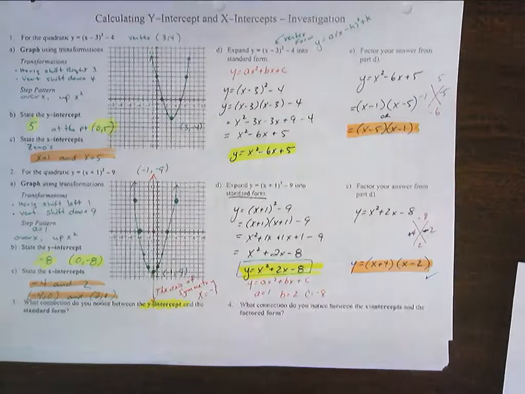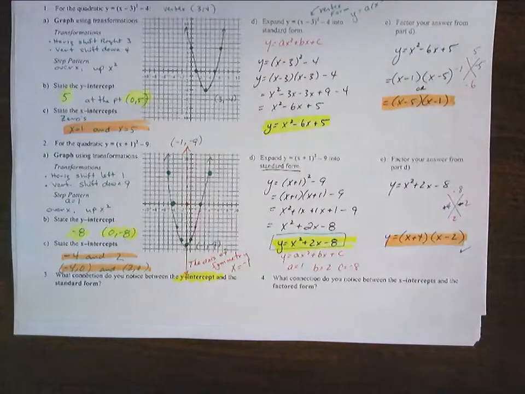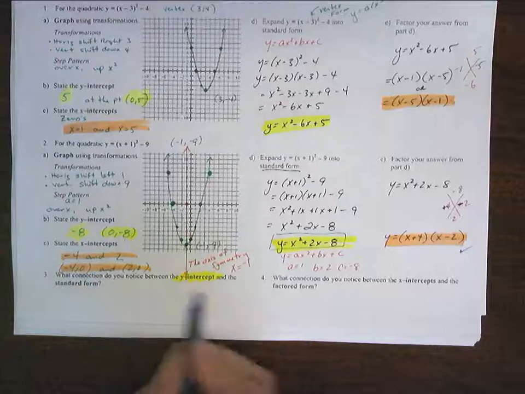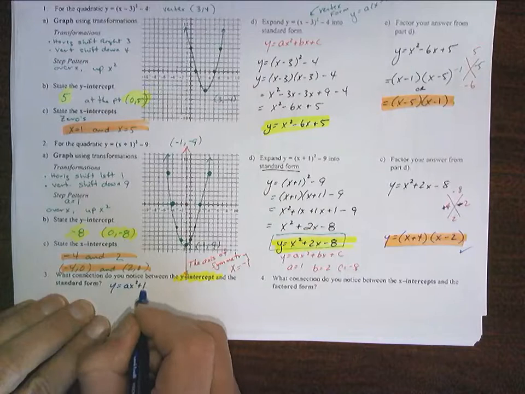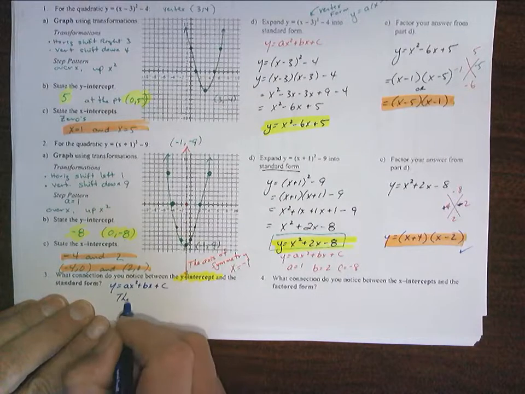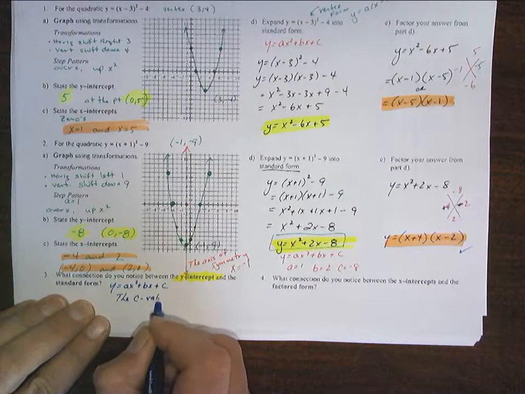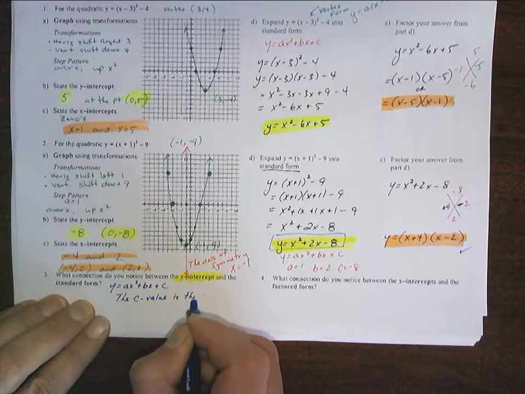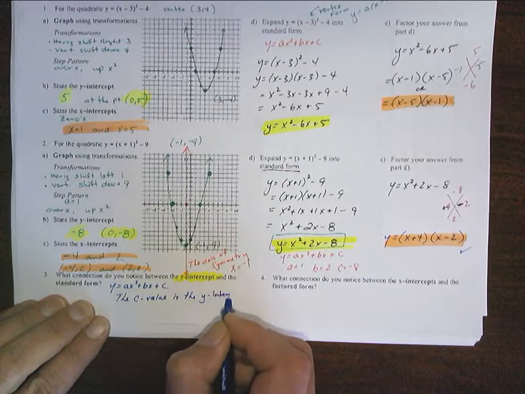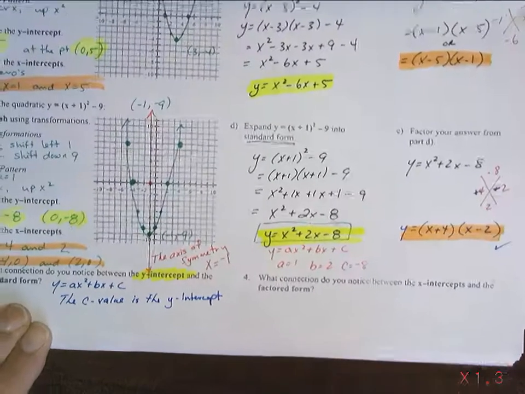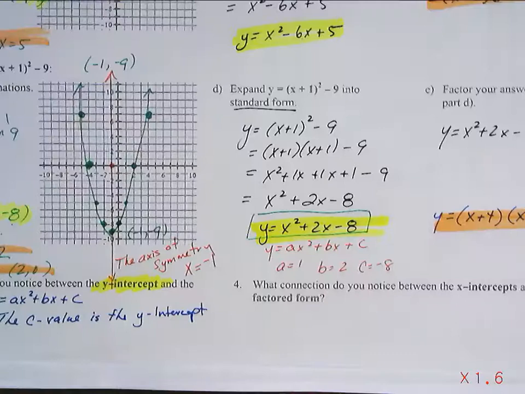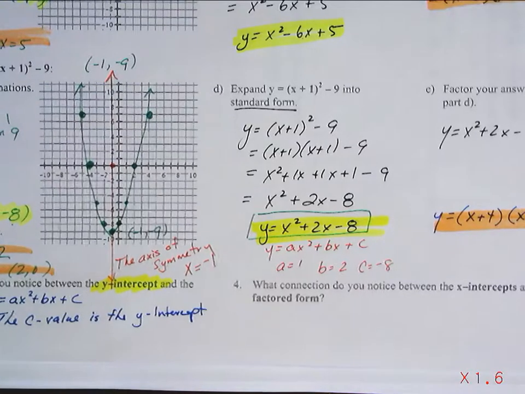So what we need to say is we need to put some words to this. So what comparison do you notice between the y-intercept and standard form? y equals ax squared plus bx plus c. The c value is the y-intercept. Bottom line. The c value is the y-intercept. I don't like this marker very much, so I'm going to get rid of it.